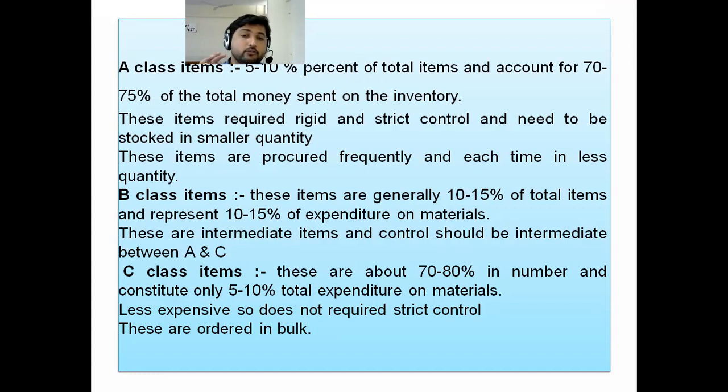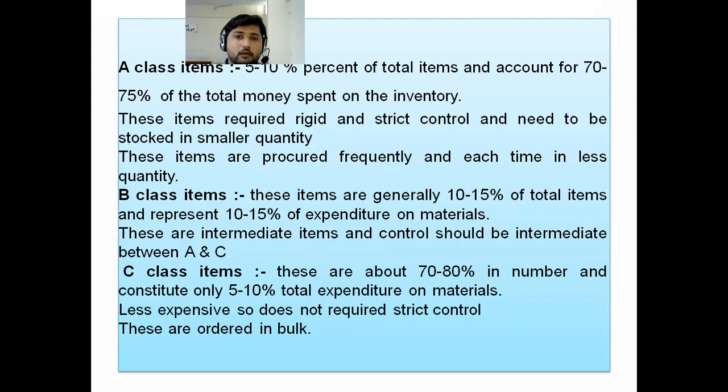70 to 80% of all the items are C class items. 80% of total items should be considered as C class items, and they consume only 5 to 10% of the expenditure on the inventory. Here you do not require so much control over these items. These items are purchased in bulk at one time only, or we can say that they are reviewed quarterly.